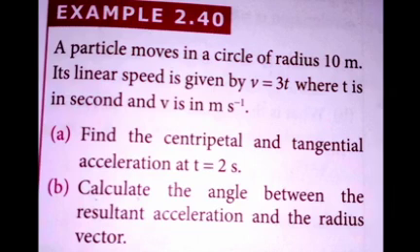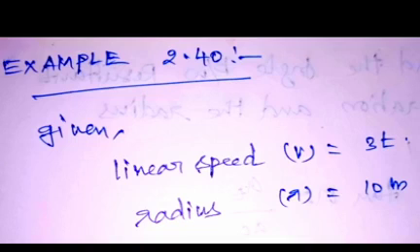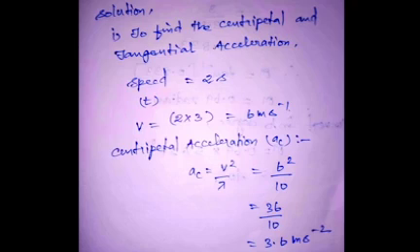First, write the given data. The linear speed v is equal to 3t and radius r equal to 10 meter. First we solve the centripetal and tangential acceleration. To find this value, first we have to find the velocity. Substitute t equal to 2 seconds in 3t, and we get v is equal to 2 into 3, so 6 meter per second.